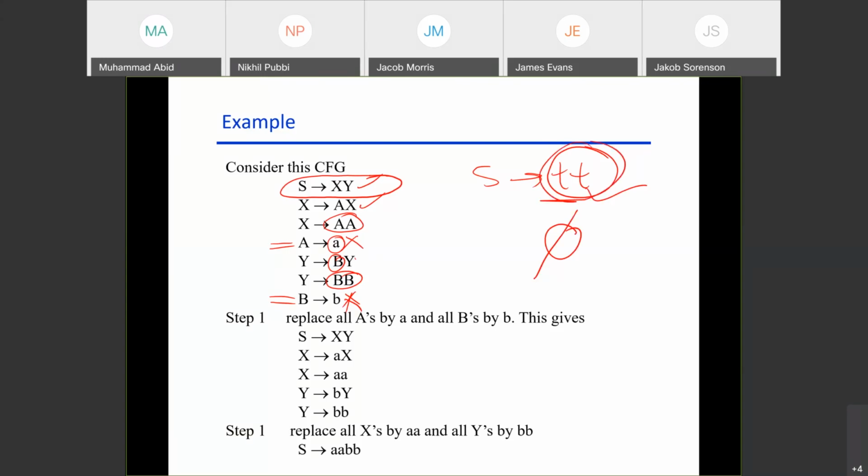And now once we have done this, we again see whether we have those production rules which just replace a non-terminal with terminals, not a combination of them, just terminals.